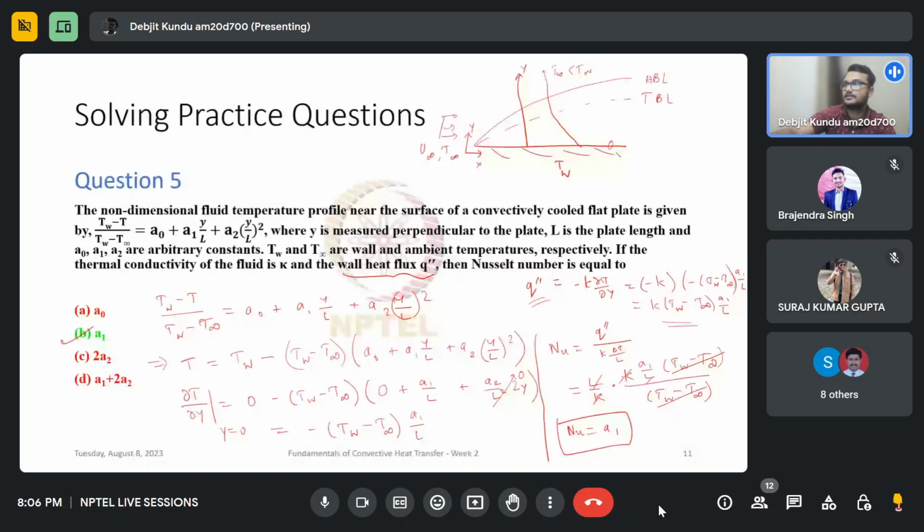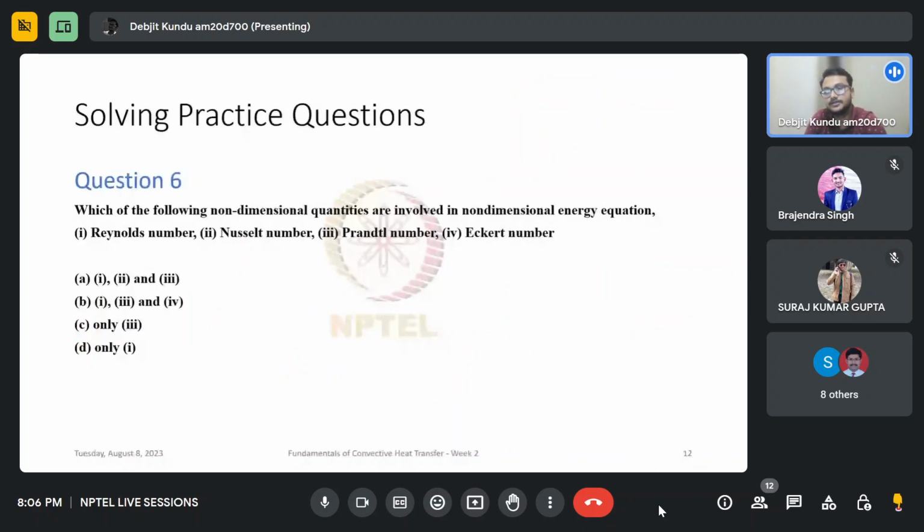We'll move on to question number 6 of today's session, which is asking us which of the following non-dimensional quantities are involved in non-dimensional energy equation. There are four numbers listed here: one Reynolds number, two Nusselt number, three Prandtl number, four Eckert number. And it's asking us which of these four will be involved in the non-dimensional energy equation. Is it option A 1, 2 and 3? Is it option B 1, 3 and 4? Option C only 3 or option D only 1?